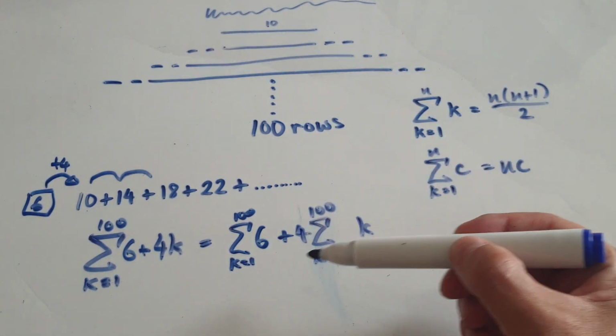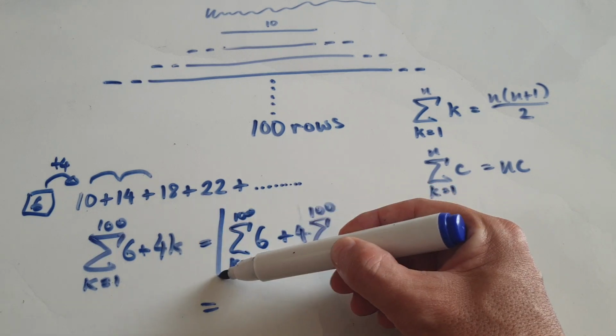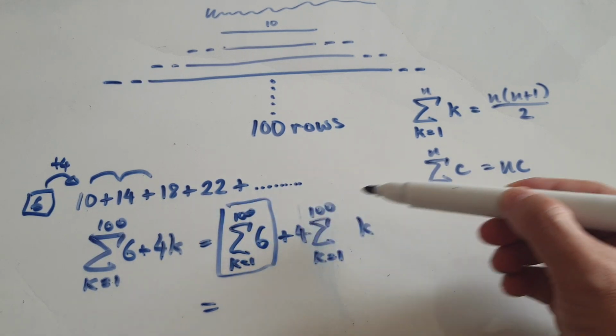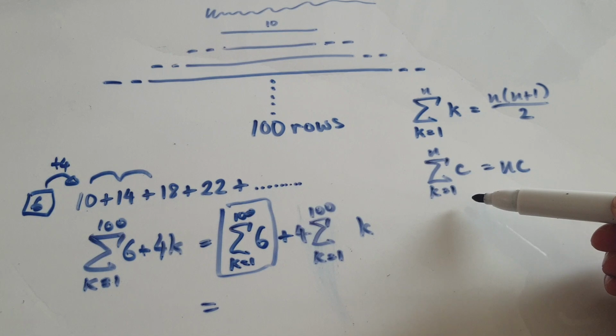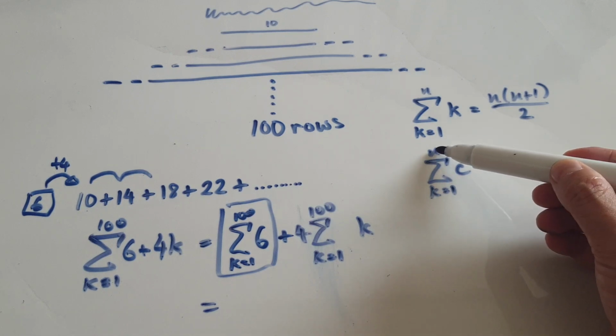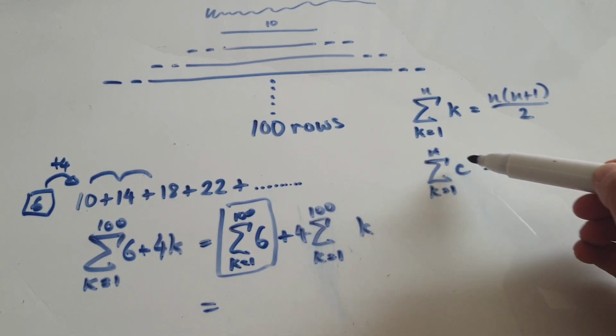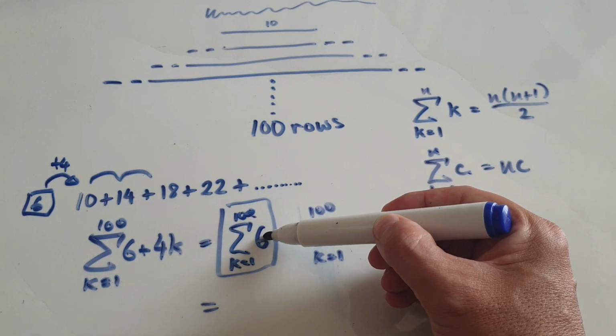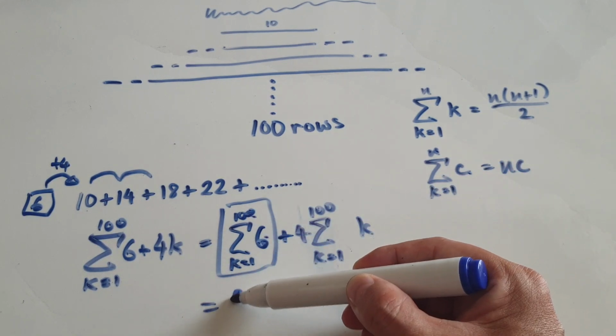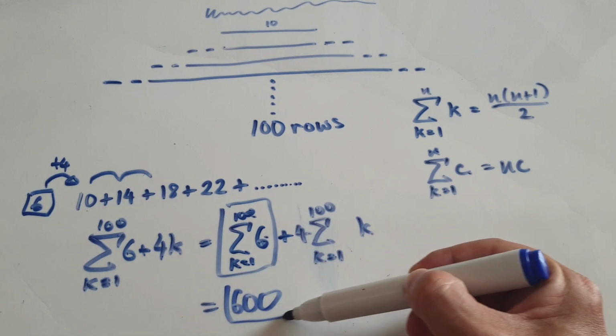So now this here is a constant. This here is a constant. So you can just simply get n times c. So you can just get this times the 6 here. So that would be 600 for that block.